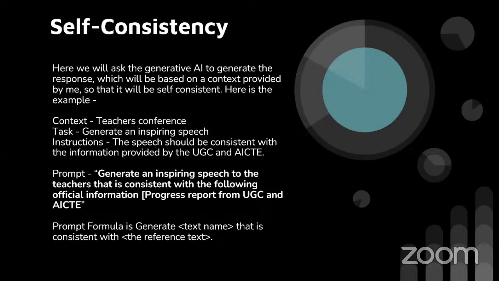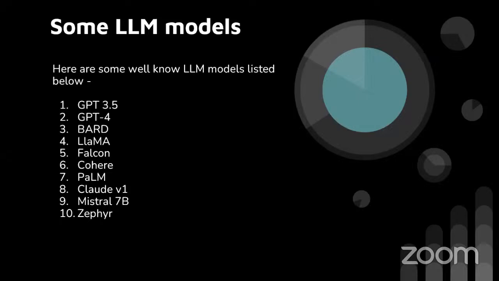So we're trying to write a speech, and the speech should be very consistent with the information provided by UGC and AICT. So the prompt says generate an inspiring speech to the teachers that is consistent with the following official information, and you need to copy paste that official information. So the prompt formula is generate, name of the text you're trying to generate, that is consistent with so and so reference text, right? So that it will follow.